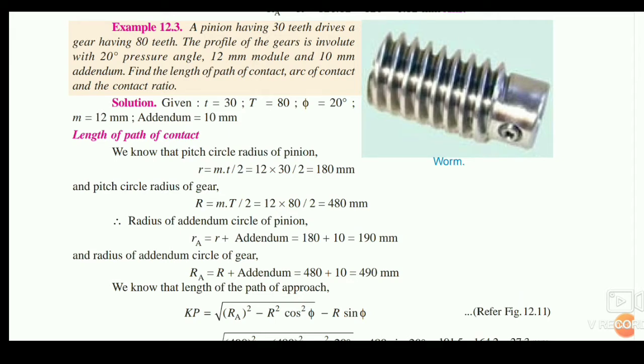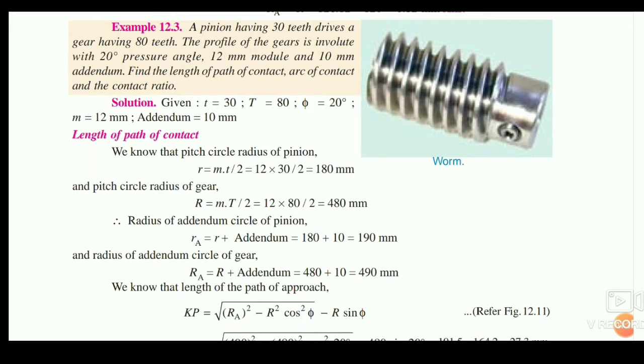You can see the question is asked as: you have a pinion having 30 teeth. So the pinion is 30, and it drives a gear. I told you always the pinion will be the smaller gear and the gear or the wheel will be the bigger gear. So small t will be 30, capital T will be 80. That is given. Now the gear profile is involute. The pressure angle phi is 20 degrees. Module is 12 mm, small m is 12 mm. Then addendum, which means the radial distance, is also given as 10 mm.